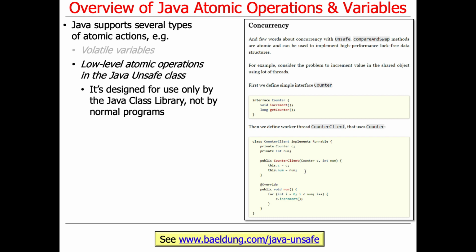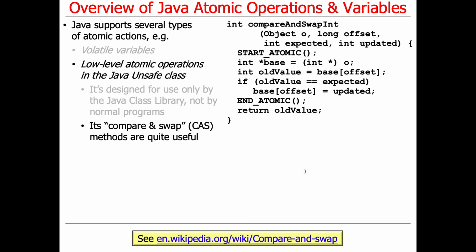And it's really only designed for use by programmers of the Java class library itself, not by mere mortals like us who program applications and normal programs. So we'll talk a bit about this stuff. It's really cool, but you normally couldn't use it. Underneath the hood, something called compare and swap is what's used extensively throughout the Java Unsafe class.